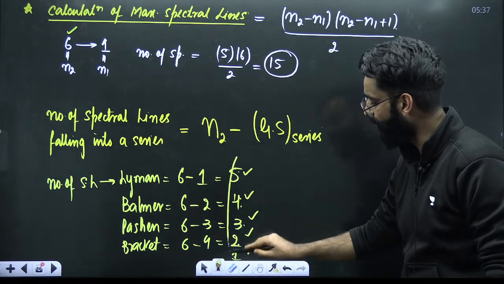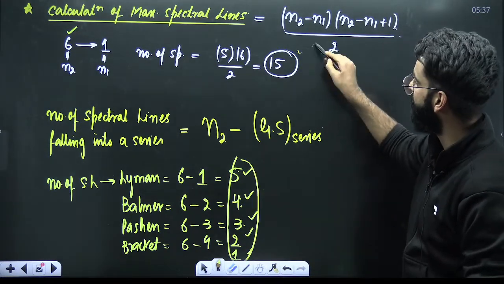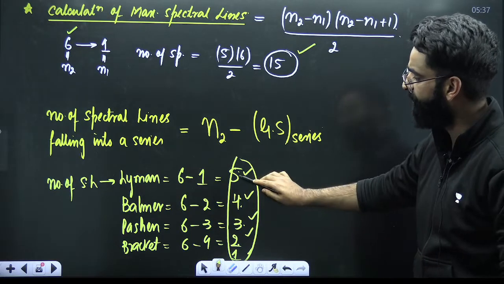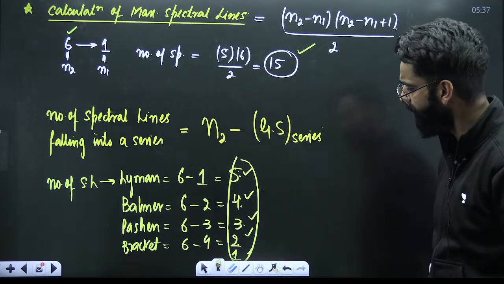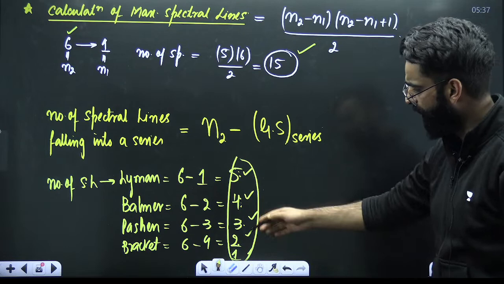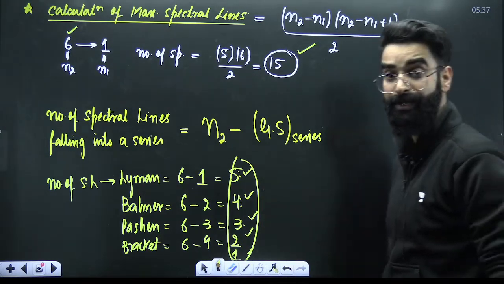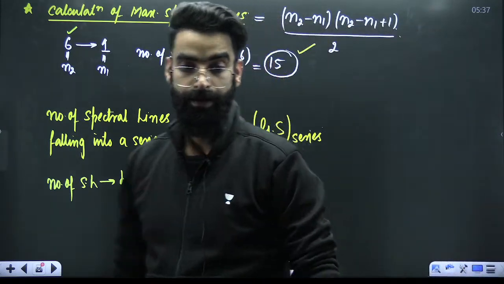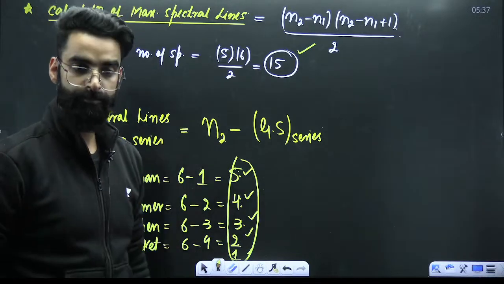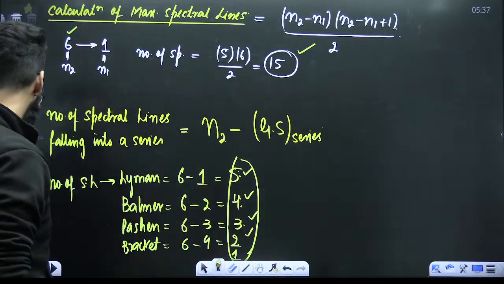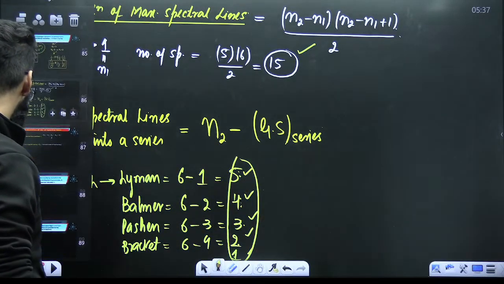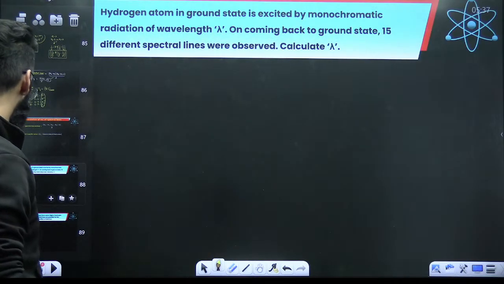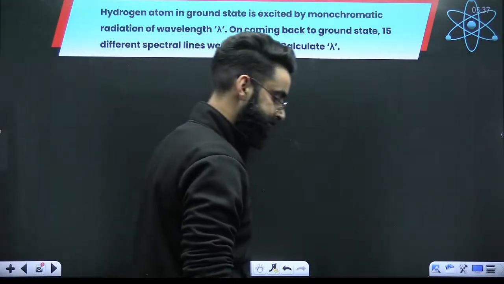So in total, how many spectral lines are observed? In total, 15 spectral lines are observed, out of which 5 will fall in Lyman, 4 will fall in Balmer, 3 will fall in Paschen, 2 will fall in Brackett, and 1 will fall in Pfund. Right, people? This particular question can be asked too. Do remember. Look at this particular question.